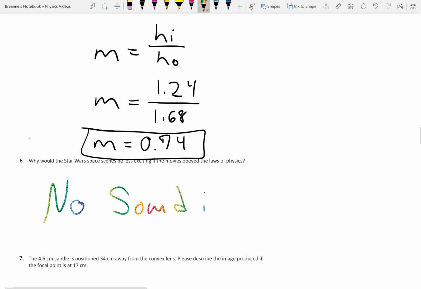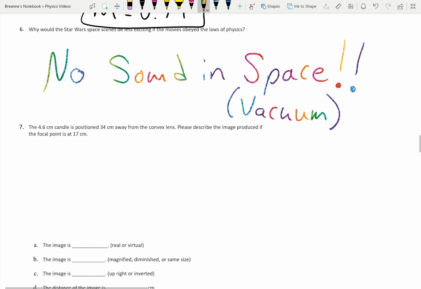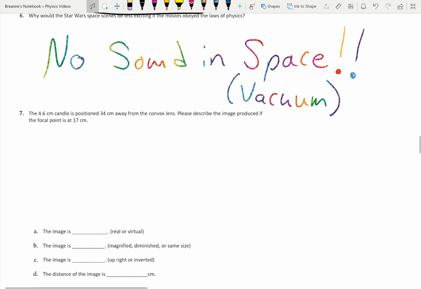no sound in space. It's because space is a vacuum. So no sound in space. So no sound in a vacuum. That's why. Woohoo.